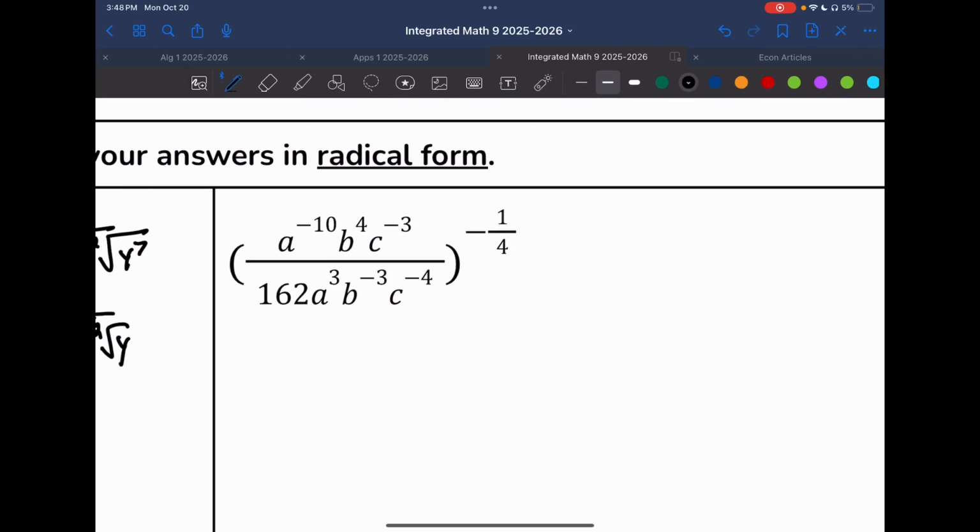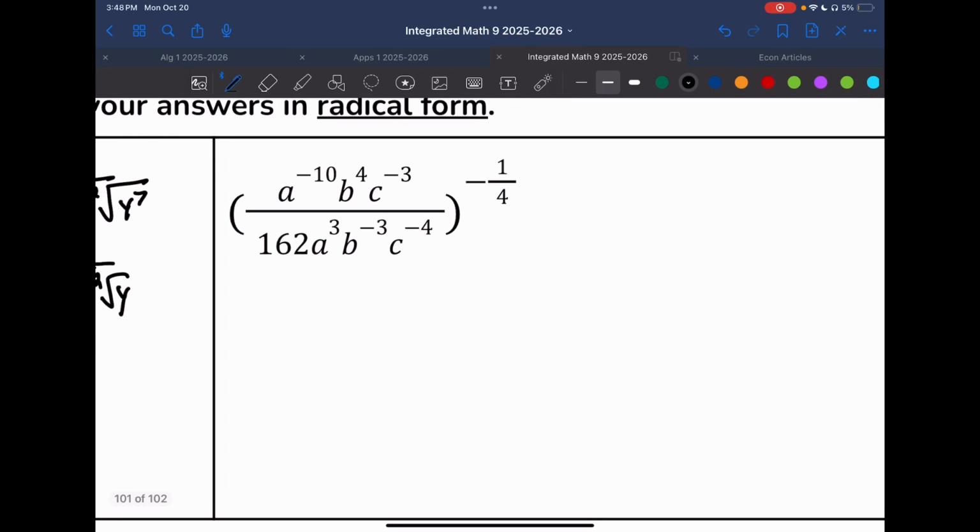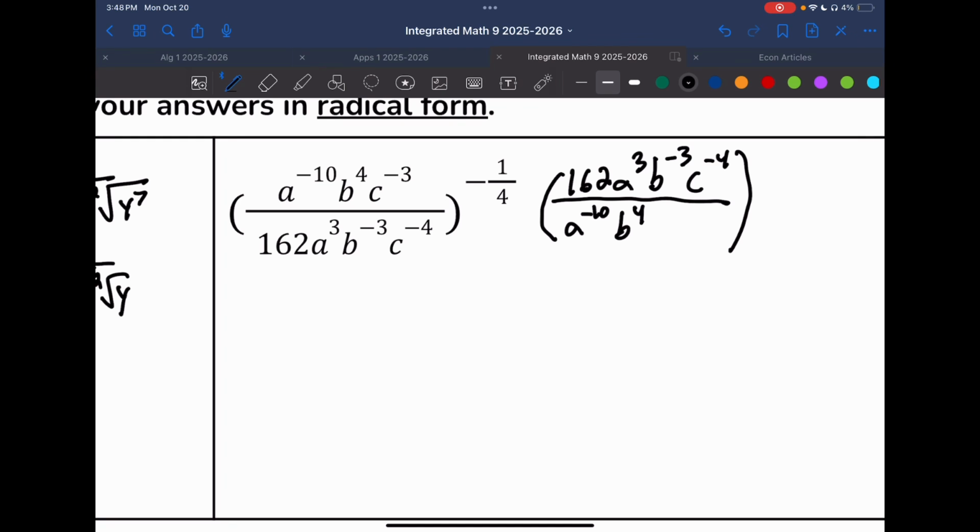All right, now over here. So the first thing I'm going to do is I'm just going to evaluate my negative exponent here, and I'm just going to flip everything inside. So I'm just going to turn this into 162 a cubed b to the negative 3 c to the negative 4th over a to the negative 10th b to the 4th c to the negative 3rd, and all of that now to the positive 1/4. Right, so I just essentially did the negative 1 power and just flipped everything.